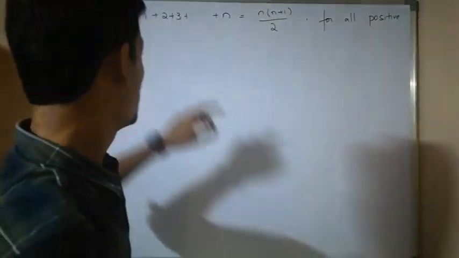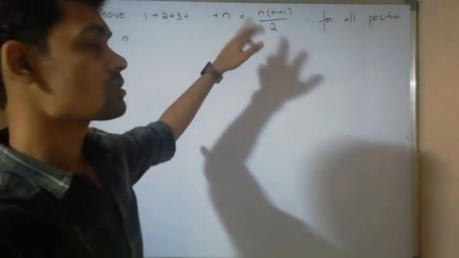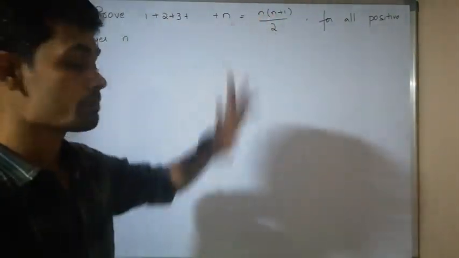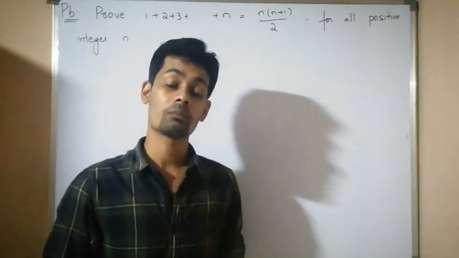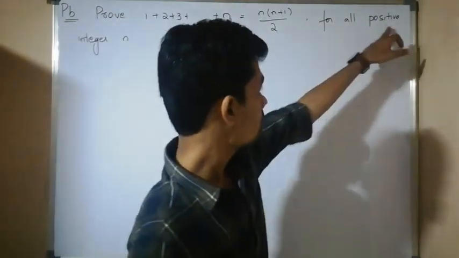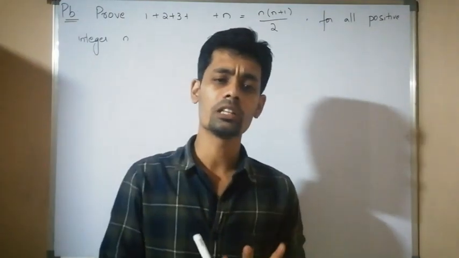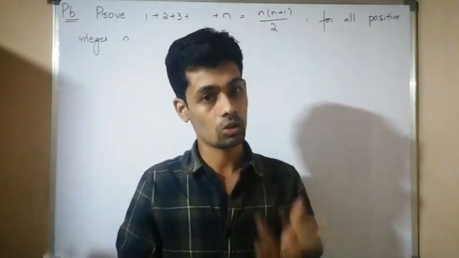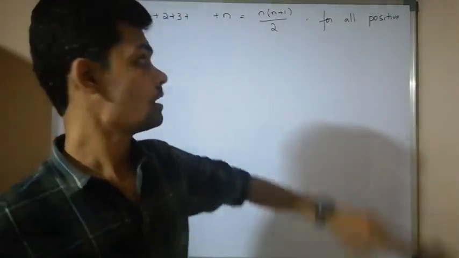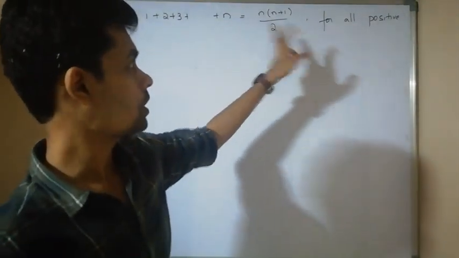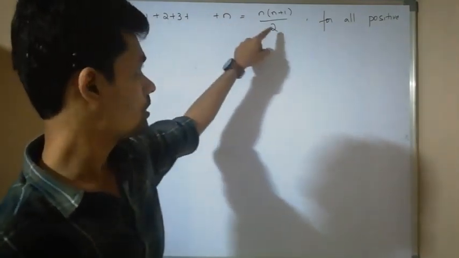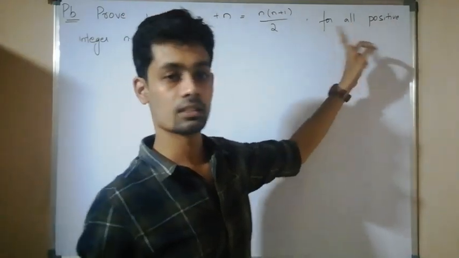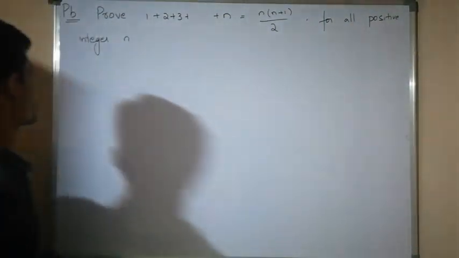What we have to prove? The sum of the first n natural numbers is equal to n into n plus 1 by 2. This is the statement. Now I have to prove that this statement is true for all the positive integers. Means this statement is true for n equal to 1, also 2, 3, 5. If I take n equal to 100 also, this statement is true. I have to prove that this statement is true for all the positive integers.